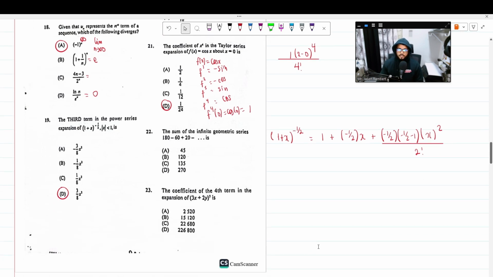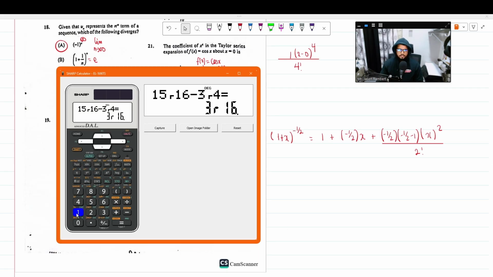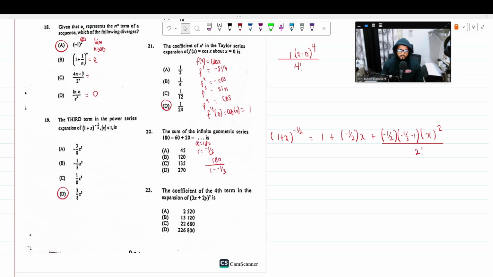The sum of the infinite geometric series: A is 180, R is minus 60 over 180, which is minus a third. A over 1 minus minus a third is 180 over 1 and a third. 180 divided by 1 and 1 third is 135. Answer is C.